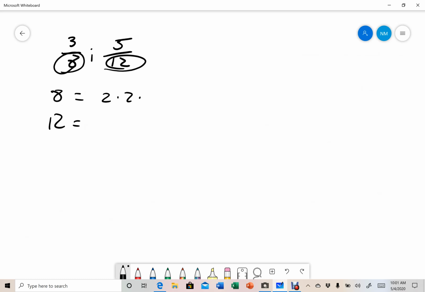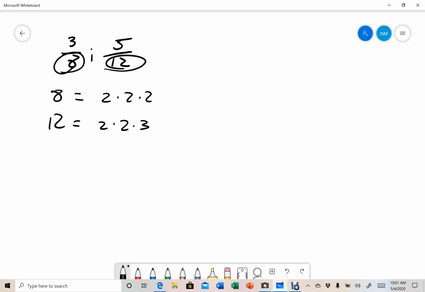So let's go back here, and let's say I've got 3/8, okay? We're going to start off real basic, and 5/12, okay? We're going to take our denominators of 8 and 12, and we're going to factor them out. What are my factors of 8? Okay, that's 2 times 2 times 2. My factors of 12 are 2 times 2 times 3.